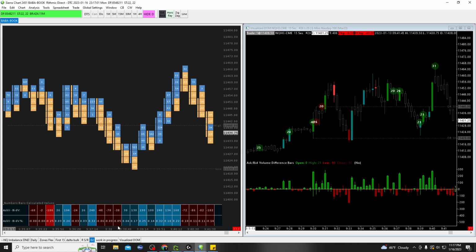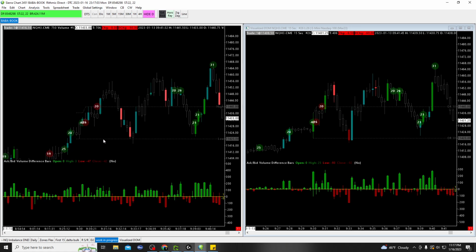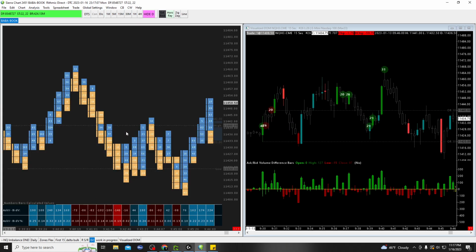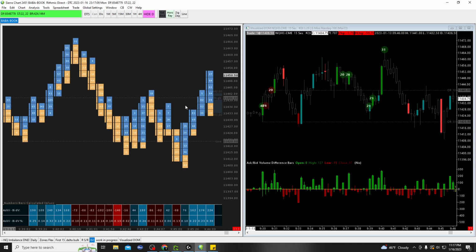This is half the size candle of this. So this is 750. This is half that. And then this is compressed a little bit just to tidy it up. And this shows delta, blue as buy delta and orange as sell delta.